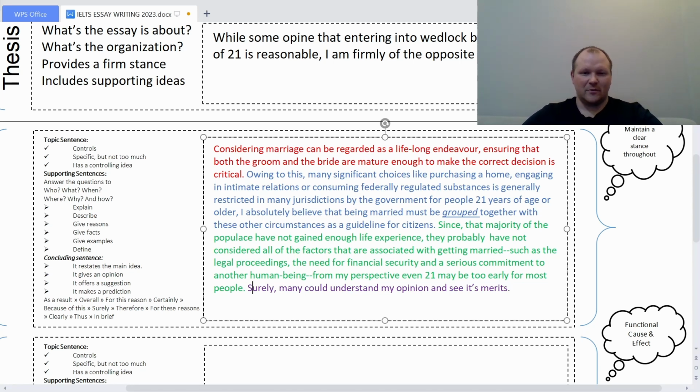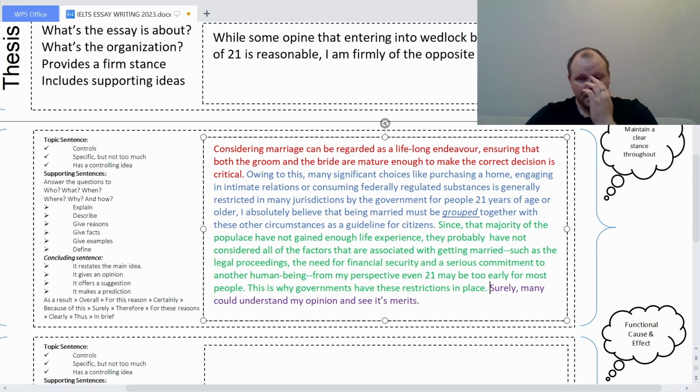Okay, I'm going to stick one more before that. This is why governments have these restrictions in place. Surely many people could understand my opinion and see and agree with.